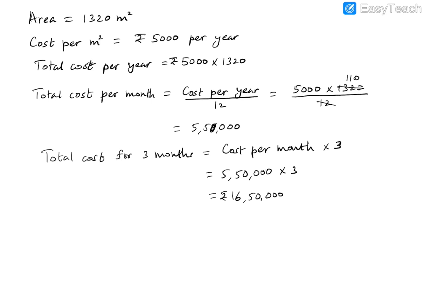For 3 months, it is going to cost us 16,50,000 rupees. Given that the cost per square meter is 5,000 rupees per year. Okay, so we have now calculated the total cost of advertising on that particular wall for 3 months.